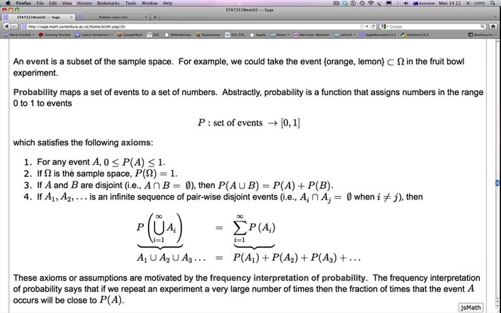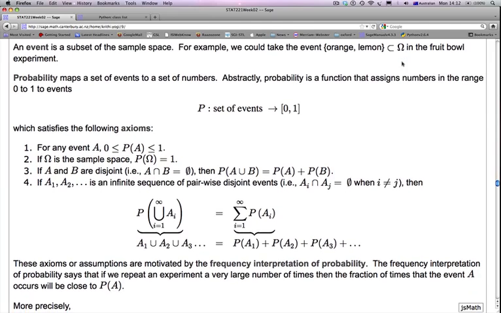Another important term is event. An event is a subset of the sample space. For example, we could take the event orange, lemon, and that is a subset of our sample space capital omega in the fruit bowl experiment.